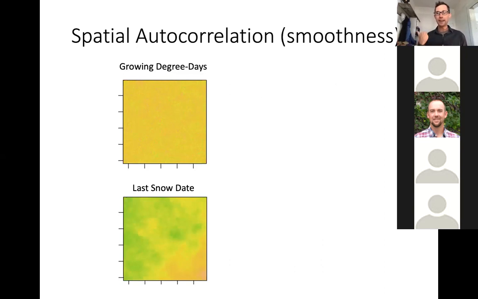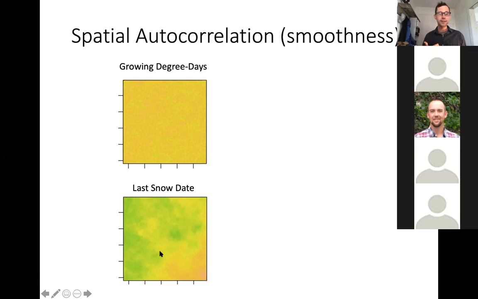So if you think about an attribute of the environment, I've got two here. One is a hypothetical map of growing degree days. Another one's a hypothetical map of the day of last snow disappearance. Those two maps actually have different spatial patterns. In this case, the green is high values and the orange is low values. For growing degree days, we can see a lot of texture at fine scales. It's kind of rough at fine scales, but there's not that much texture at coarse scales. It's kind of smooth across the entire domain of the map.